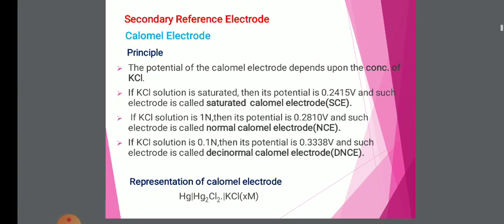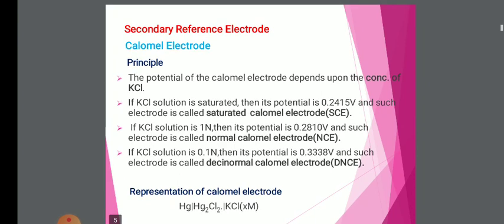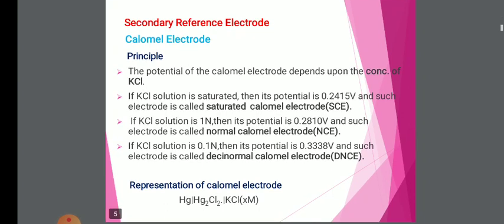If the KCl solution is 1 normal, then its potential value is 0.281 volts, and such an electrode is called a normal calomel electrode, in short NCE. Similarly, if the KCl solution is 0.1 normal, then its potential value is 0.3338 volts, and such an electrode is called a decinormal calomel electrode, in short DNCE.